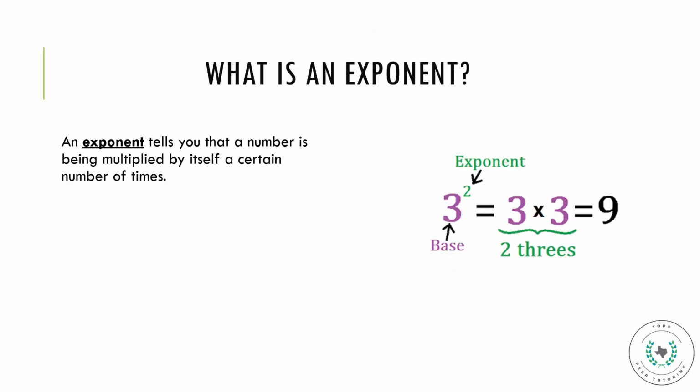So, first we need to figure out what exactly is an exponent. Well, an exponent is what tells you that a number is being multiplied by itself a certain number of times. In this case, on the right over here, we have a base, or the number being multiplied, of 3. And we have an exponent of 2. That means that 3 is being multiplied by itself 2 times. In other words, we have 2 3's, which gives you 9.